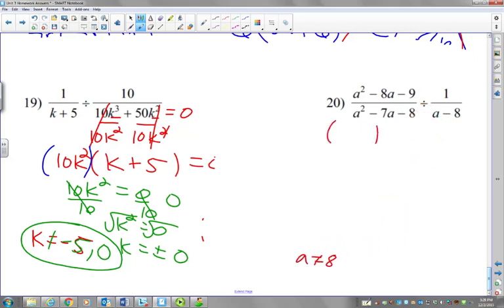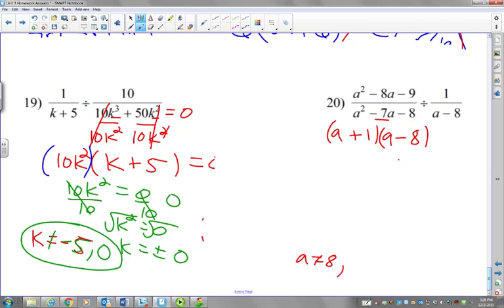Let's also factor this one to see what A can't equal. And so let's see, A and A. And then probably 8 and 1, right? And then we want the negative 7A as we're trying to get. So I think our bigger number is going to have to be negative. So make the 8 negative and make the 1 positive. So now we've got our other exclusion now.